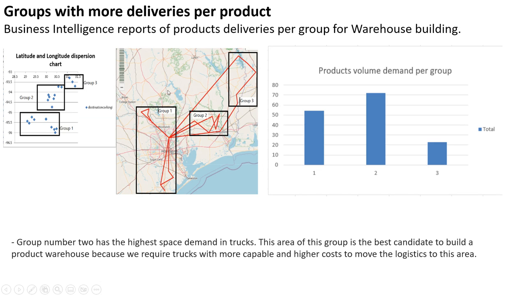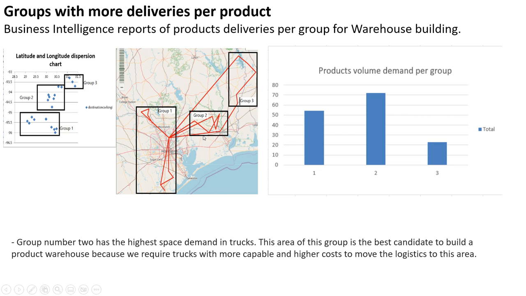Here we can see the groups with more deliveries per product from group 1, group 2, and group 3. The group that is delivering more products is group number 2. So this is the group number 2. This is the candidate to build a warehouse where we are using more the logistic infrastructure. So we can analyze building a warehouse or building a dedicated route to this group to attend this high demand of products for this region.